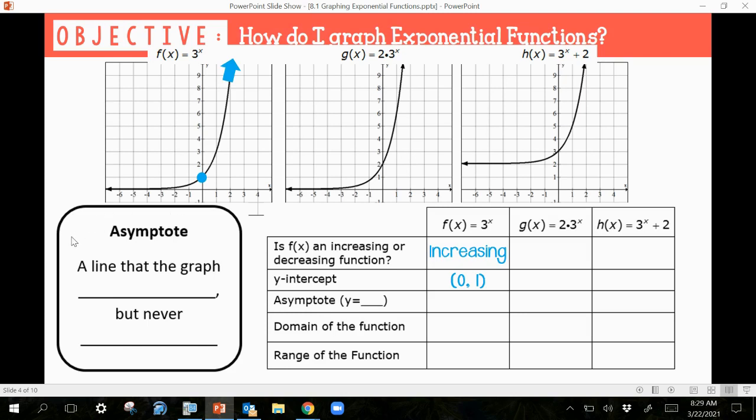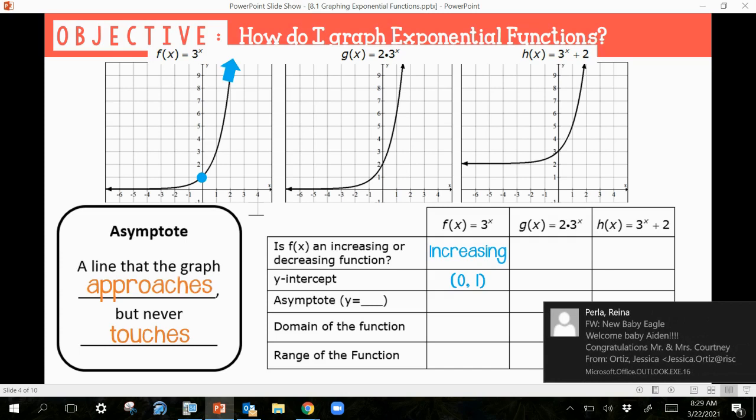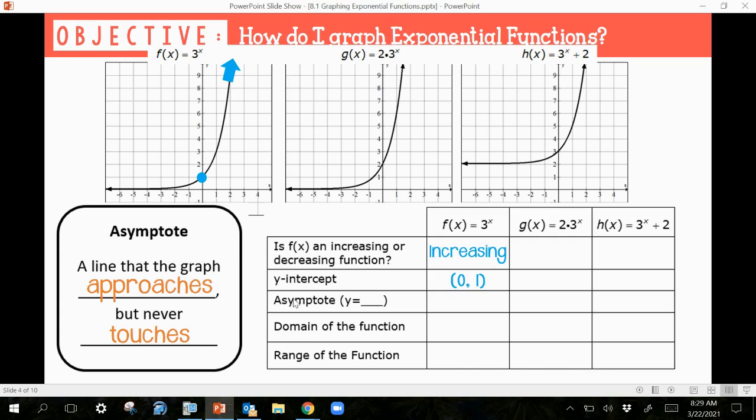The asymptote is a line that the graph approaches but never touches. Okay, I like to think of it like an electric fence. Get really close. It's going to get really close to touching that line, but it's actually never going to pass it. And it's always a y equals equation. So if it's a y equals equation, it's always going to be a horizontal line because we know y equals equations always make a horizontal line.